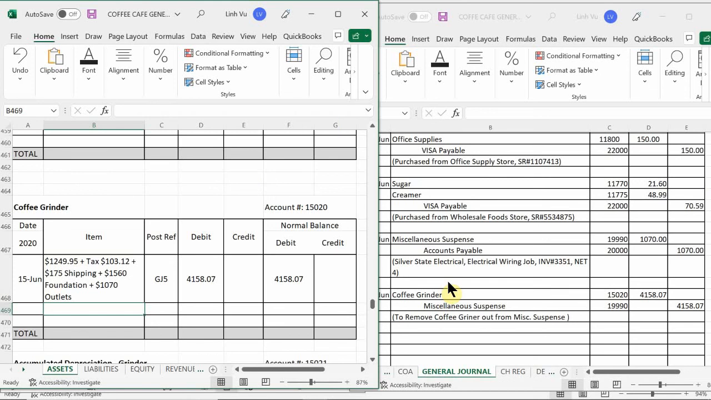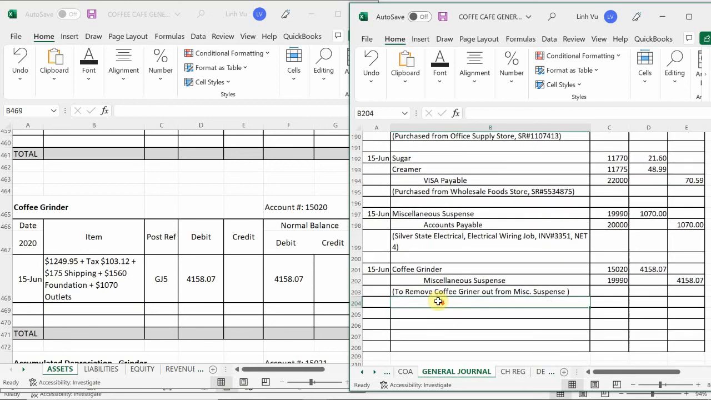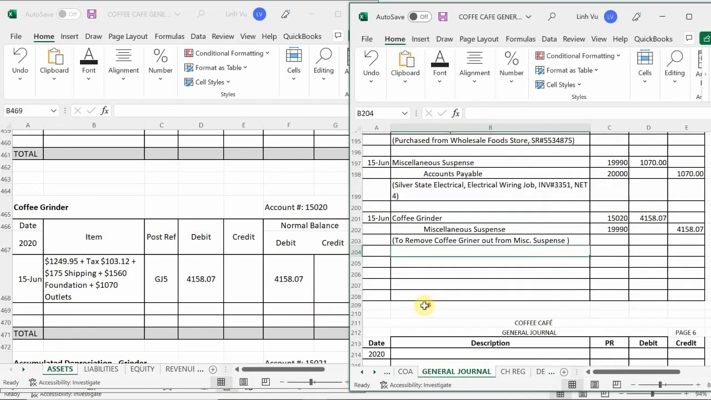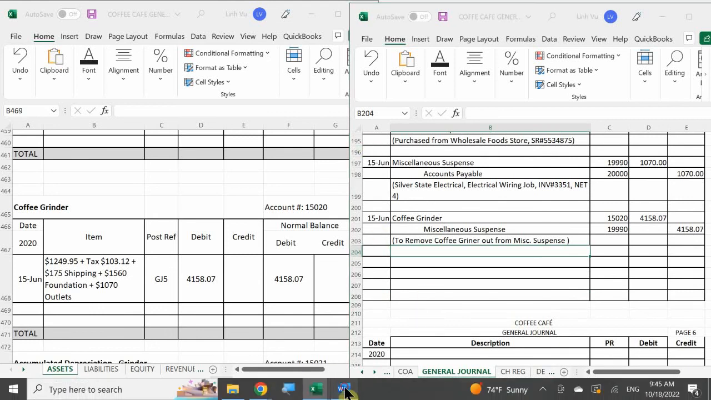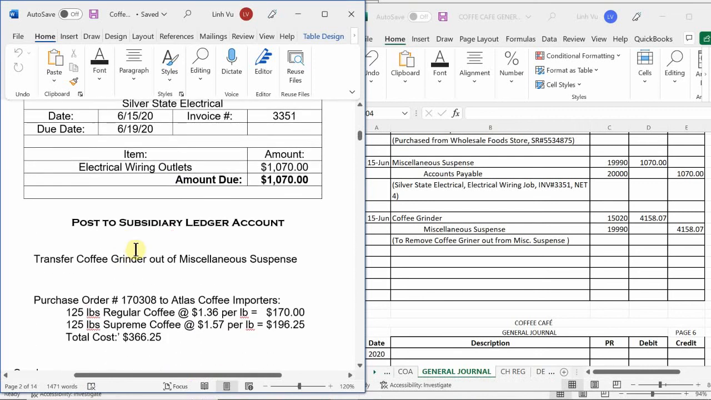Now, transferring from miscellaneous suspense to my coffee grinder account, did that have to deal with anybody, or is this an internal transaction? It is 100% an internal transaction, so we don't need to deal with anybody there. So now we finally have my coffee grinder. I'm at the bottom of page 5, so let's see what has happened next.